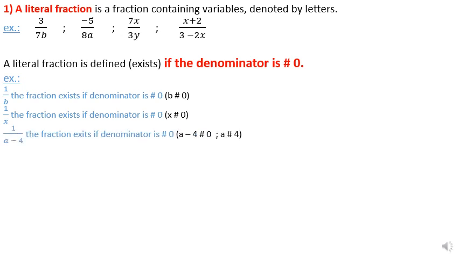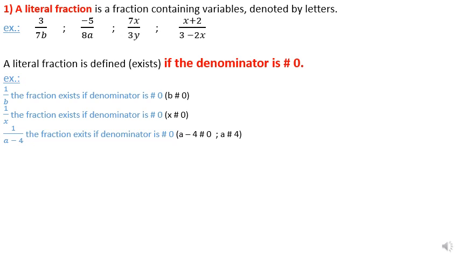1 over a minus 4. Every time you're going to write this sentence: the fraction exists if the denominator is different than 0. So a minus 4 is different than 0. When does that happen? When a is not 4. If you replace a with 4, you're going to get 4 minus 4, which is 0. So a could be any value except 4.